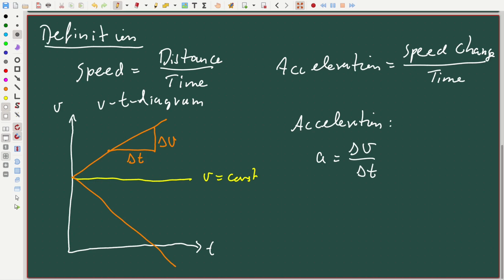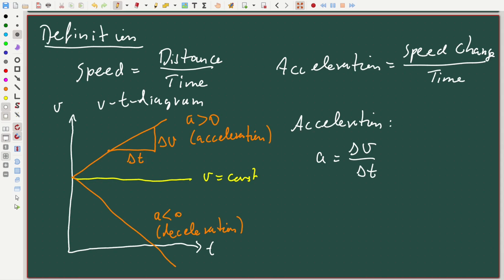So if we apply this definition to this graph, then we can say that here we have an acceleration a larger than 0, which is really an acceleration. And here in this case we have a value a smaller than 0, which we would call negative acceleration. We can also call it deceleration, slow down, or braking, depending on which circumstances you are using it in. But the most important thing is that the acceleration can have a positive or negative sign.